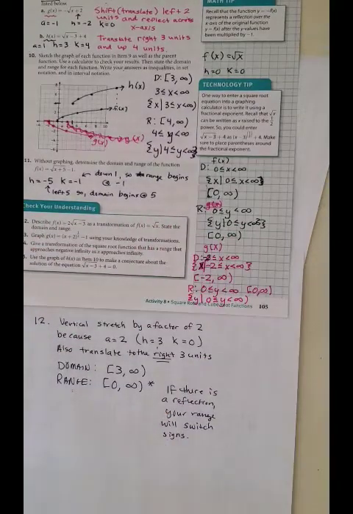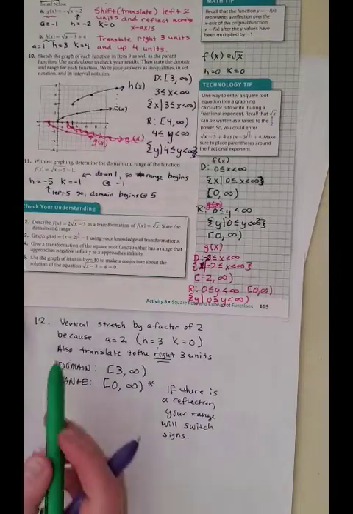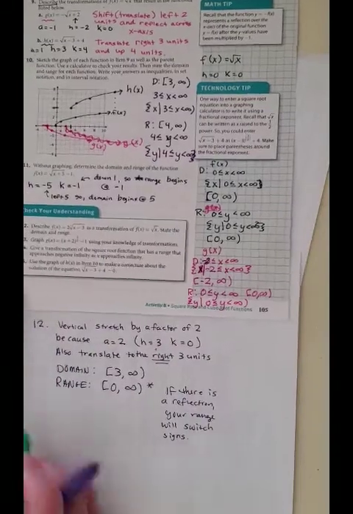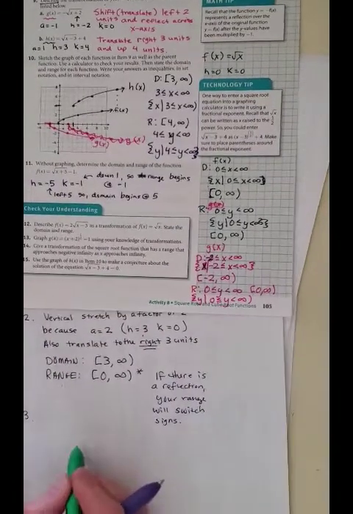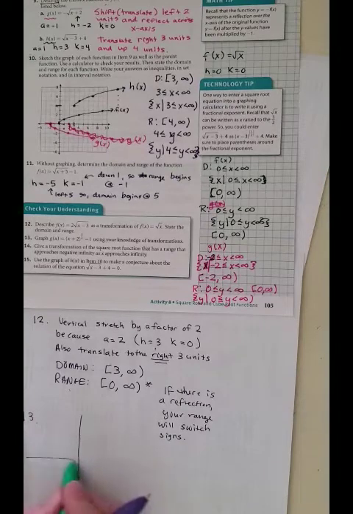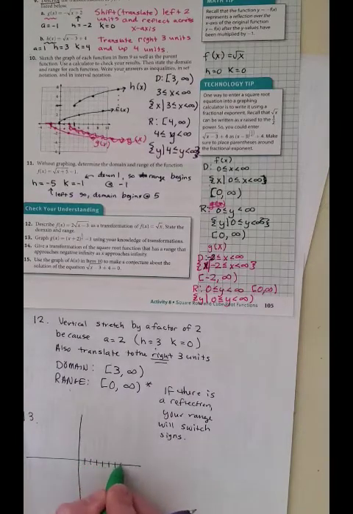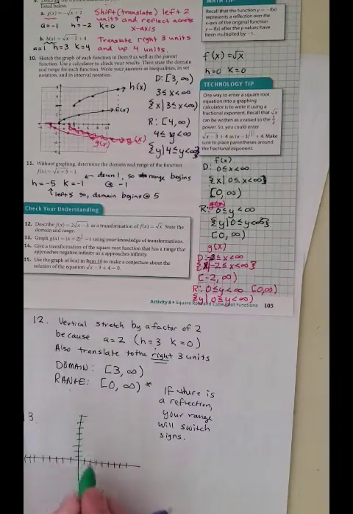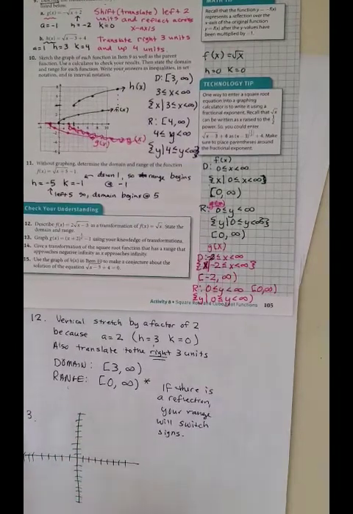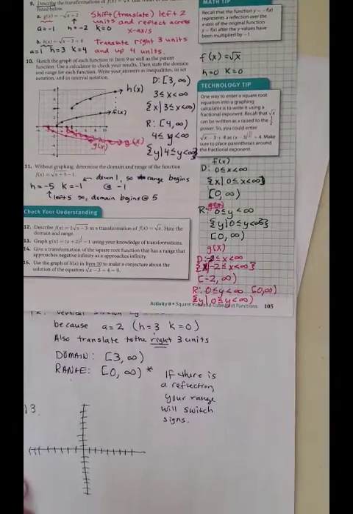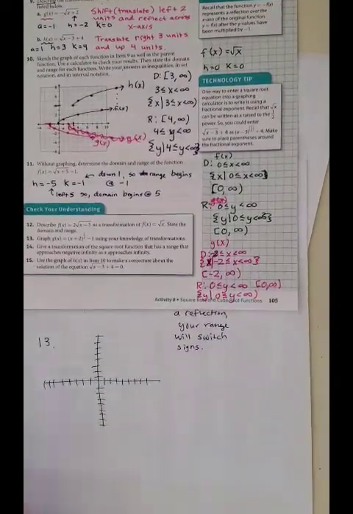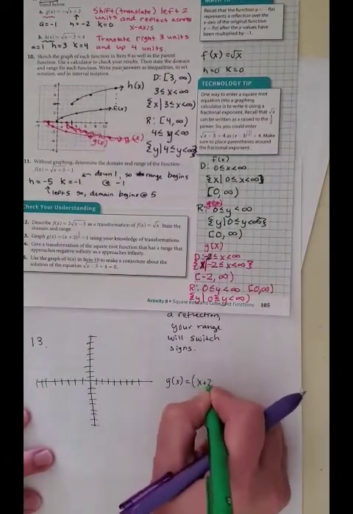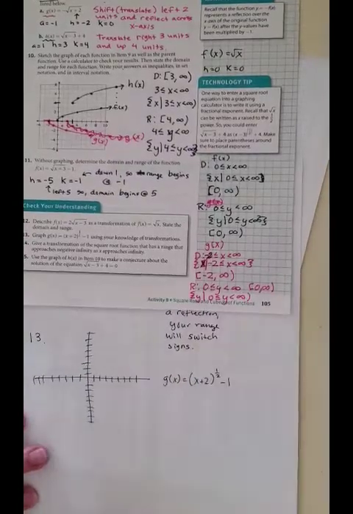All right, let's look at number 13. It says to graph this function using your knowledge of transformations. So on number 13, I'm going to draw my graph. Now, it's really difficult to graph transformations with no graph paper. So I'm going to do my absolute best. So g of x equals (x plus 2) to the 1/2 minus 1.